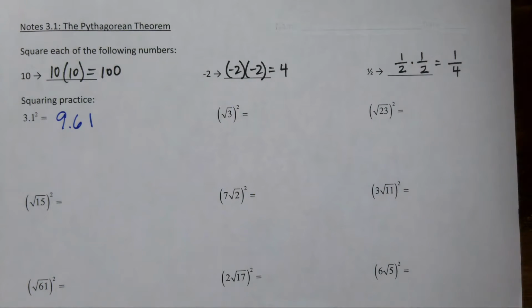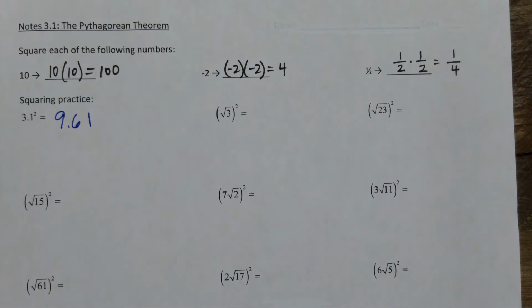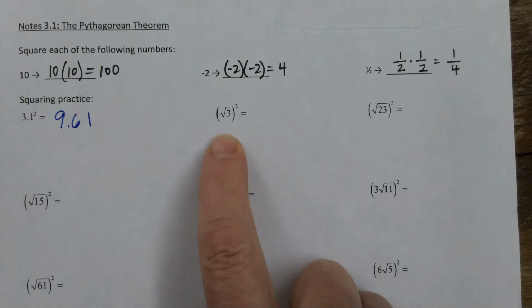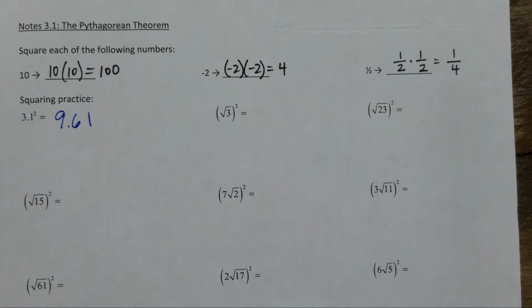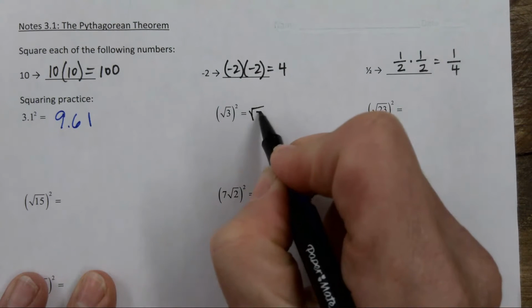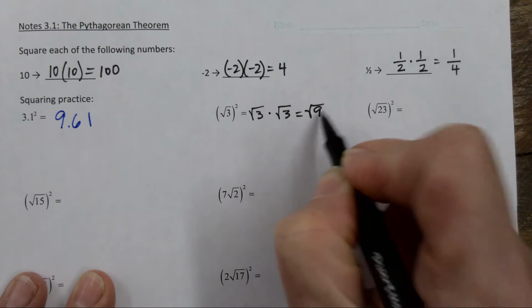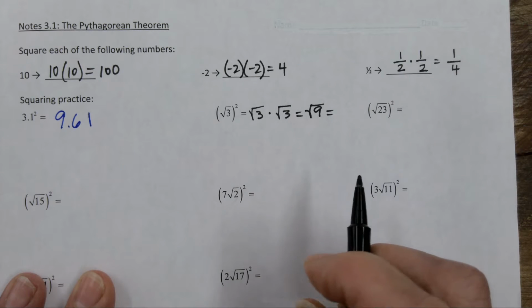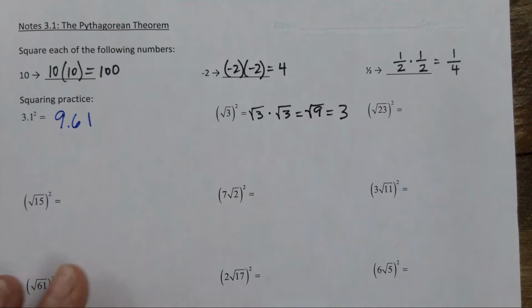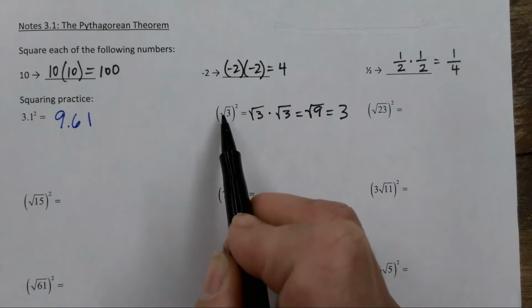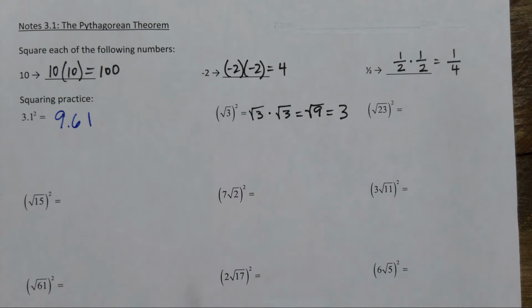Sometimes, however, you're not even going to need your calculator. Sometimes squaring goes fairly quickly and fairly easily, and some of the easiest things to square are square roots themselves. The square root of 3 squared means the square root of 3 times the square root of 3, which equals the square root of 9, which then becomes what? 3. So when I square a square root, what it actually does is it undoes that square root.